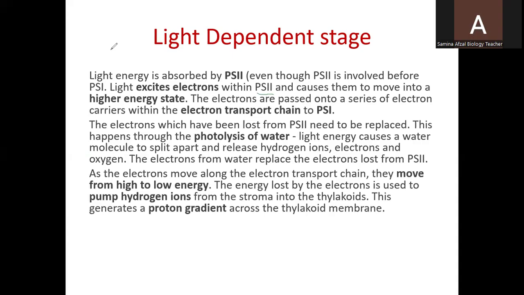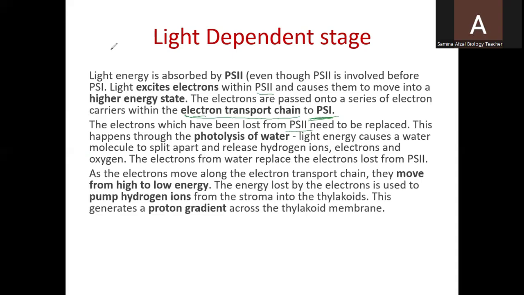These electrons are passed on to a series of electron carriers within the electron transport chain to photosystem 1. So these electrons which were in a higher energy state will pass through a series of electron carriers. Different electron carriers will help them to move towards photosystem 1. In this way, this is the electron transport chain. The electrons which have been lost from photosystem 2 need to be replaced.